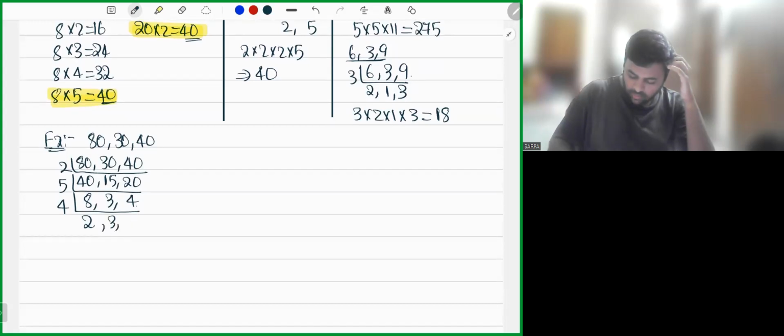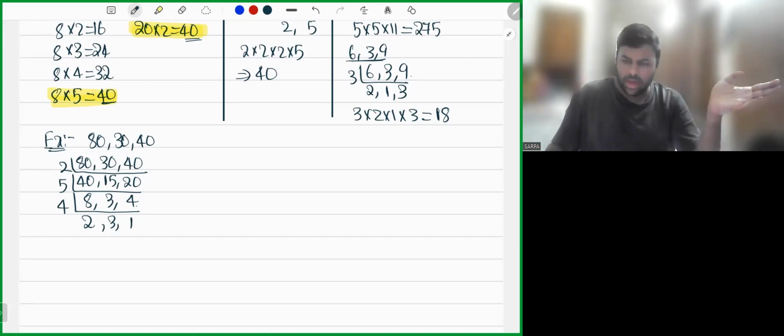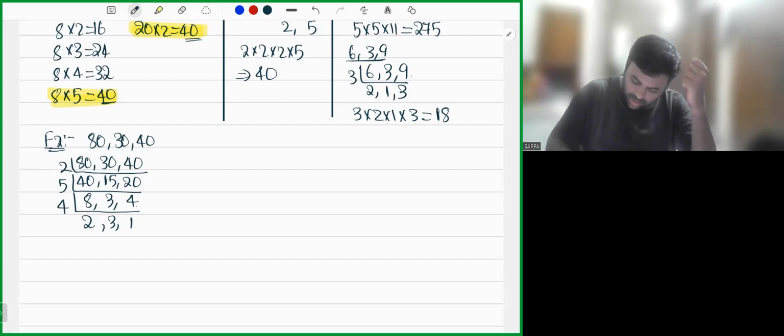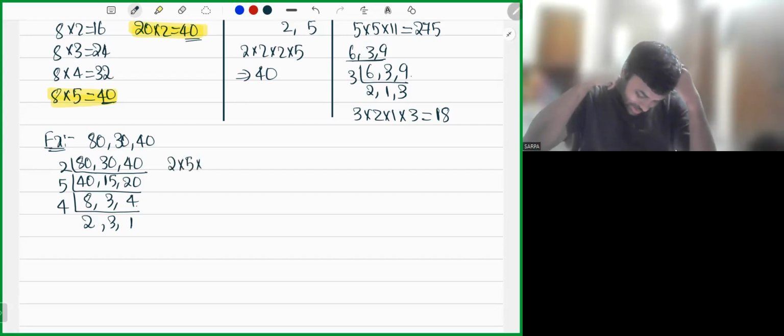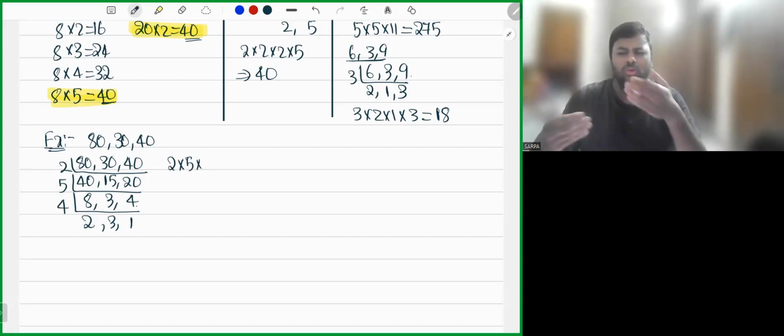Don't divide it. 4 1s are 4. Okay, if it is not divisible, just write it as it is. Nothing is going to happen. You're just trying to express them as prime factors. That's it. So it will be 2 into 5 into... Sir, 4 is not a prime factor. If you want, you can write 2 into 2.